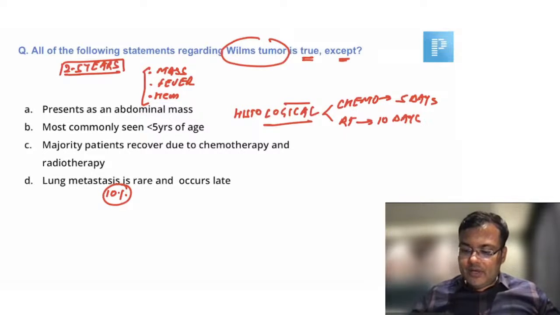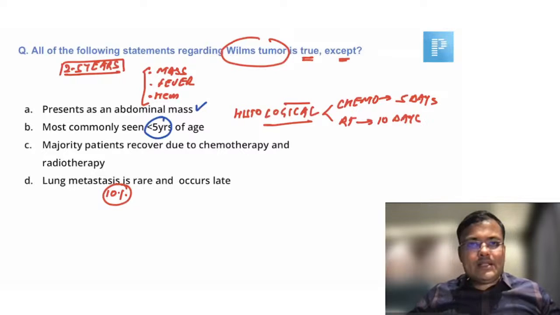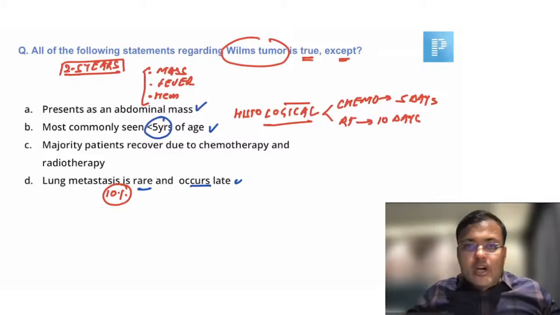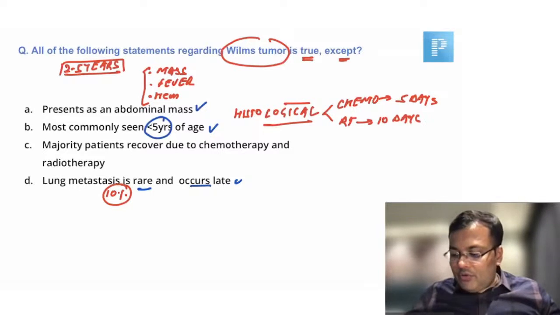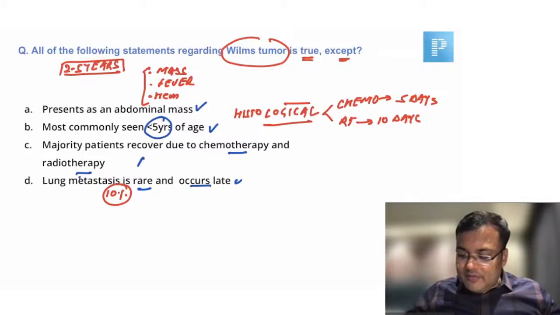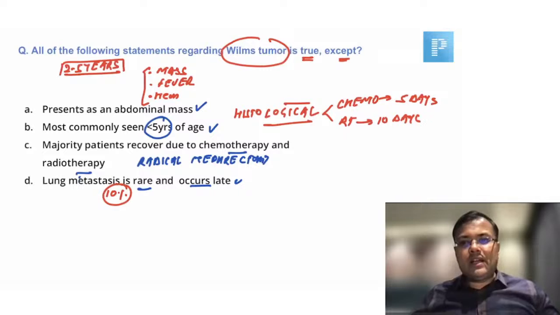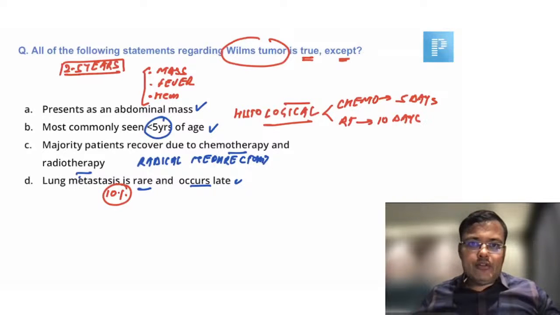Now see the options. Presence as abdominal mass, this is correct. Most commonly seen in less than 5 years of age, this is correct. Lung metastasis rare, occurs late, correct. Majority of patients recover due to chemotherapy and radiotherapy? No, most of the patients recover because of radical nephrectomy, which is the treatment of choice. If histological factors are not good, in those cases we give chemotherapy and radiotherapy. Clear, guys?